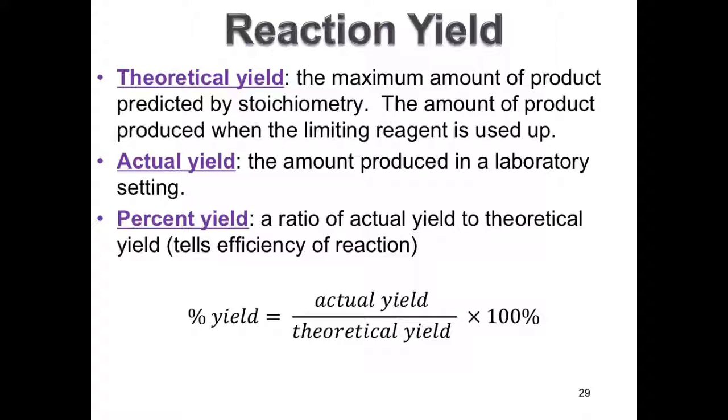The actual yield is the amount that is produced in the laboratory setting. And finally, the percent yield is the ratio of the actual yield to the theoretical yield and tells us about the efficiency of the reaction. The equation is below.